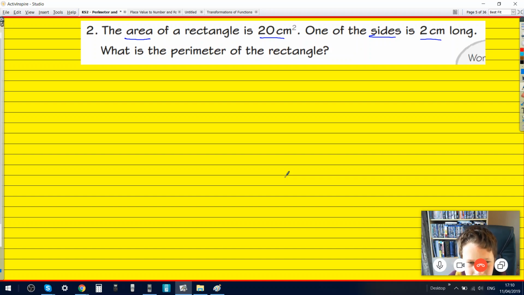Now the 4 sides. There's 4 sides in a rectangle, and we know the length of one of them, which is 2 centimeters. But it also means that one of the other sides has to be 2 centimeters as well. Yeah, how do you find the area? The area is the 2 numbers multiplied together. So 10 times 2 equals 20. So one of the sides must be 10 centimeters long. Well done.